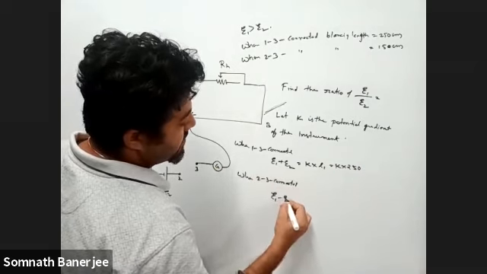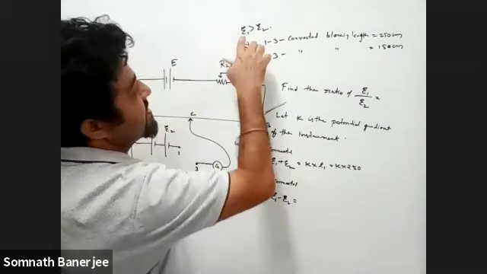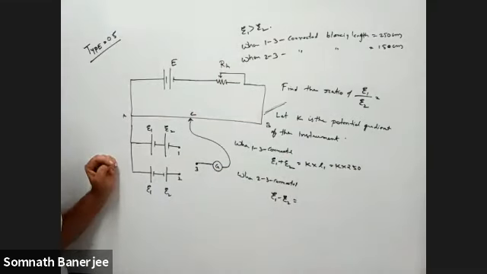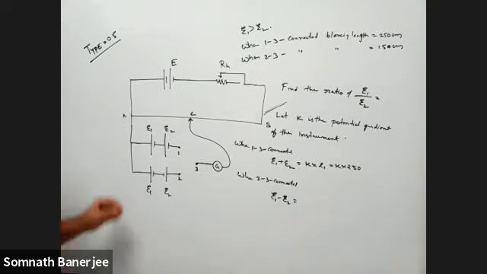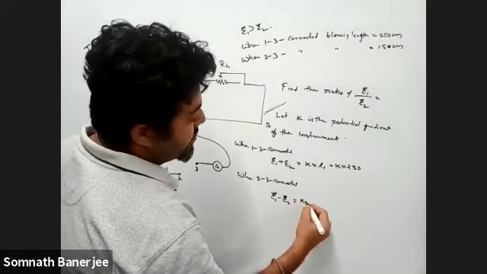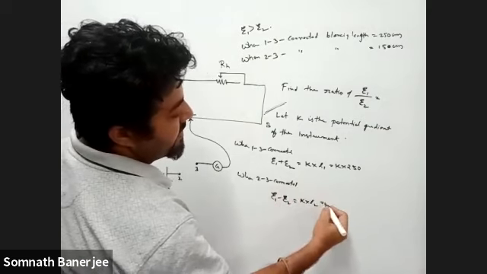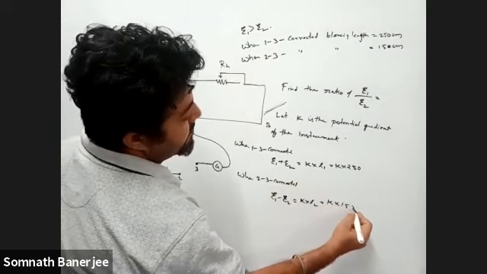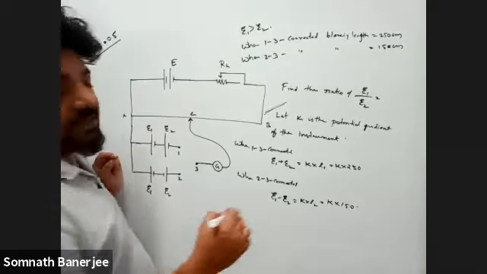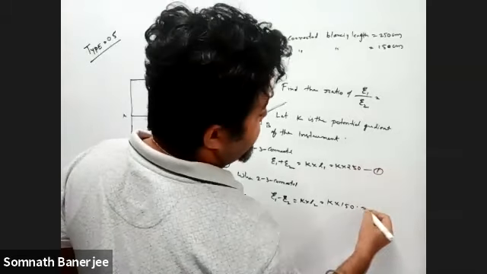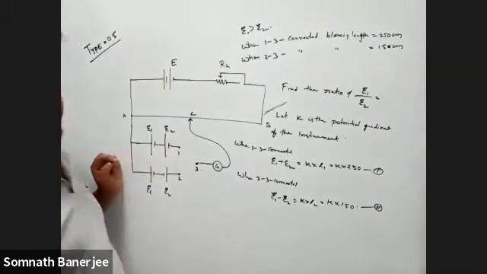E1 minus E2 is mentioned here, which is bigger and which is smaller, so E1 is greater than E2. So K into L2. Obviously the net voltage will decrease, so the balancing length will also decrease, K into 150. So we can suppose this is equation number 1. This one is equation number 2.